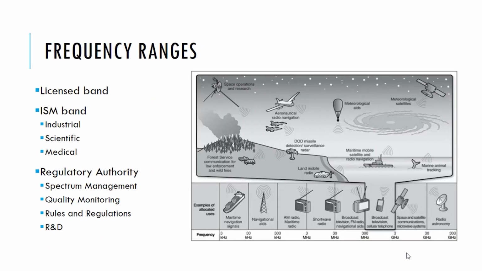Let's talk about the frequency ranges. We have a licensed band and an ISM band. A licensed band means that you need a license from the regulatory authority existing inside your country to be able to transmit and receive signals over this band. And you have the ISM band that can be used for industrial, scientific, and medical applications, which is what ISM stands for, without the need for obtaining a license. The Wi-Fi lies in the ISM band.